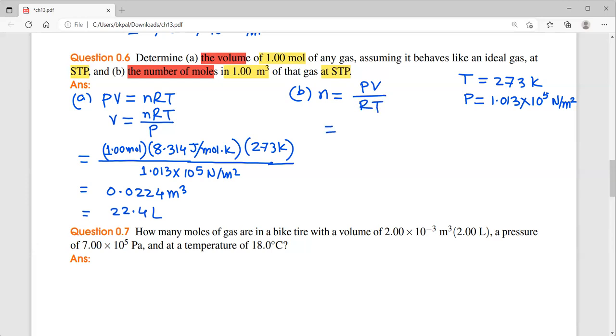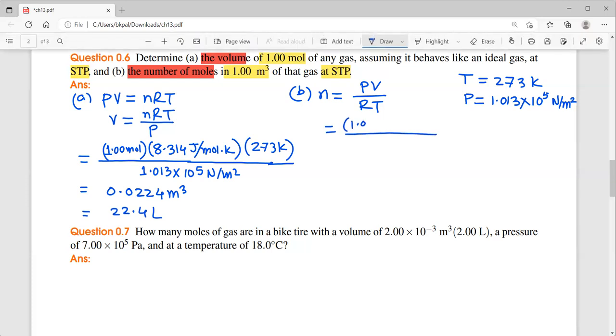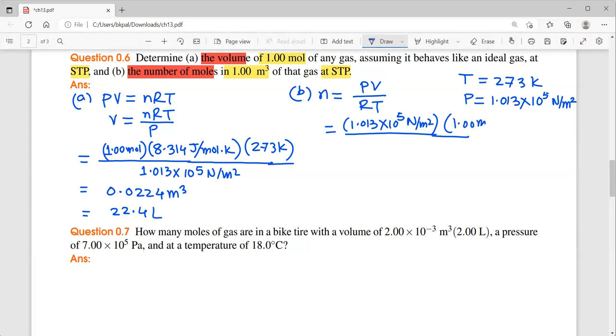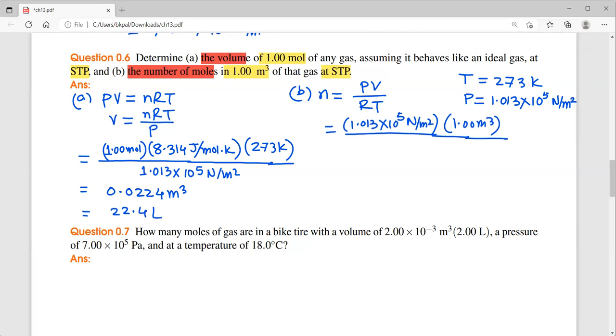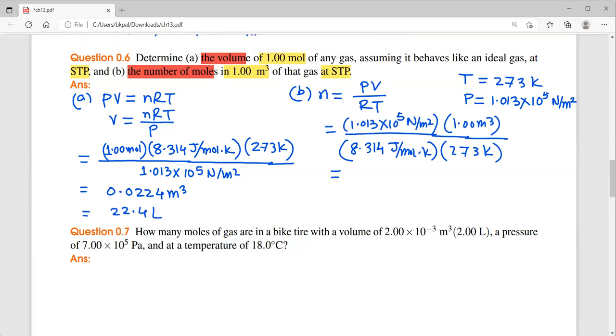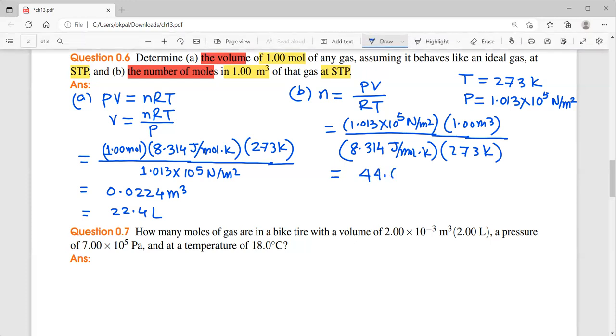Okay, so what is P? P is 1.013 times 10 to the power 5 Newton per meter square. V, for the second one, is 1 meter cube. What is R? R is constant. Again, it is 8.314 joule per mole Kelvin, and T is 273 Kelvin. So if you plug all these values correctly, you should get something like this, 44.6 mole.